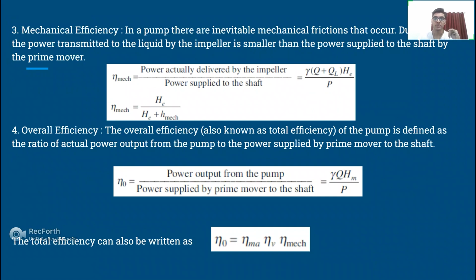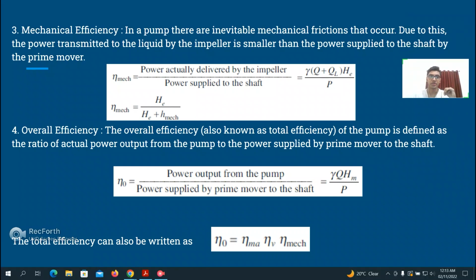Now, going on to mechanical efficiency. In a pump, there are inevitable mechanical frictions that occur, and due to this, the power transmitted to the liquid by the impeller is smaller than the power supplied to the shaft by the prime mover. Here, the mechanical efficiency is equal to the power actually delivered by the impeller divided by the power supplied to the shaft. That is equal to the Euler head He divided by the Euler head plus the mechanical losses.